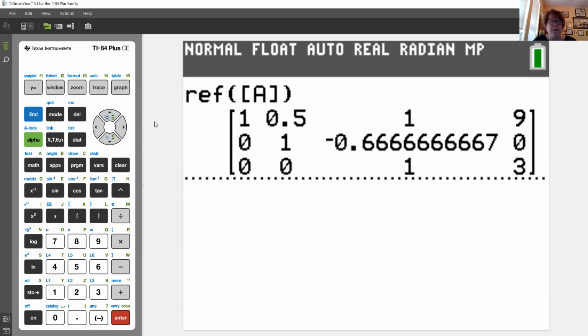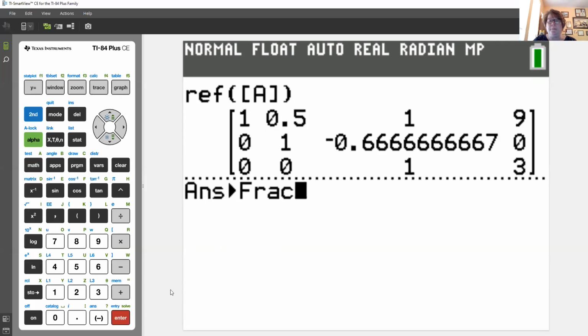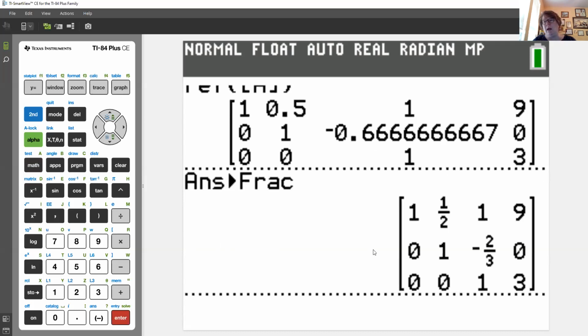So this is what you're going to do. You're going to go to your math menu, the math menu, over here on the left. Number 1 is fraction. It's going to change your decimals to fractions. So I'm going to click enter. It's going to take this matrix and write it as fractions. I hit enter. And there's my row echelon form matrix.